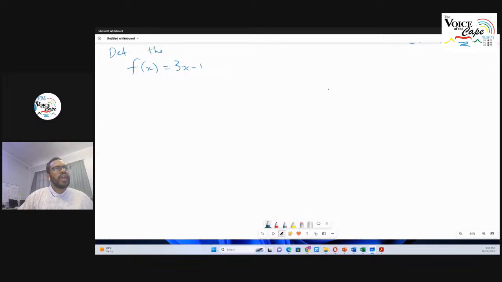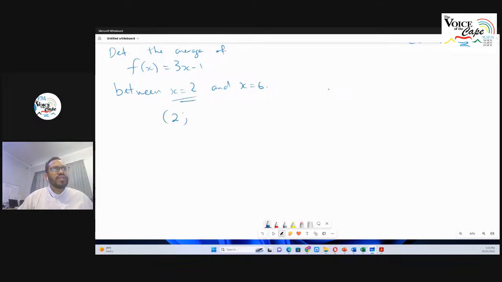Determine the average gradient of this function f of x between x equals 2 and x equals 6. Now remember, for the average gradient, you need a set of coordinates, and one set of coordinates gives you 1 point. So when x is equal to 2, you're going to get 2 there.